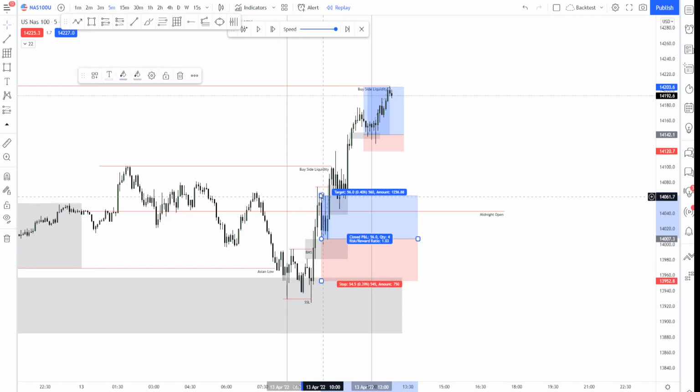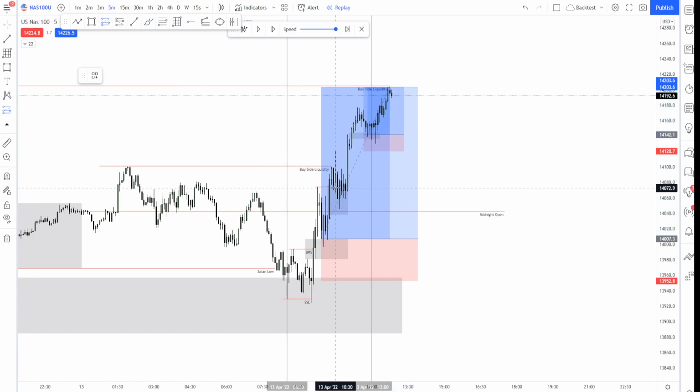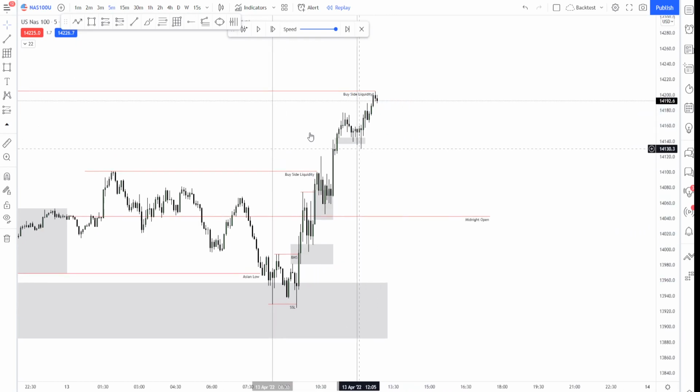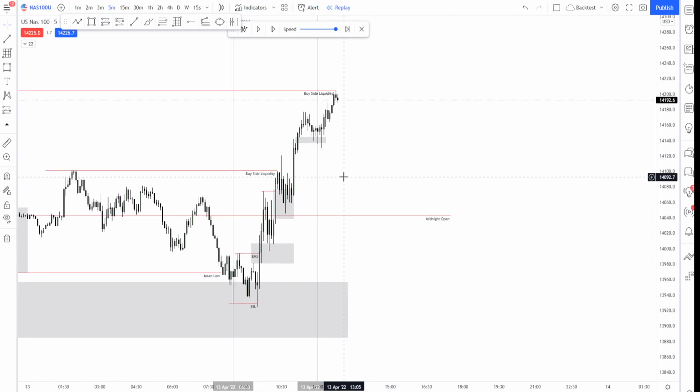This 15-minute imbalance right there, another entry here. 3 entries were given in the AM session. Now, let's see what the PM session could have given us.